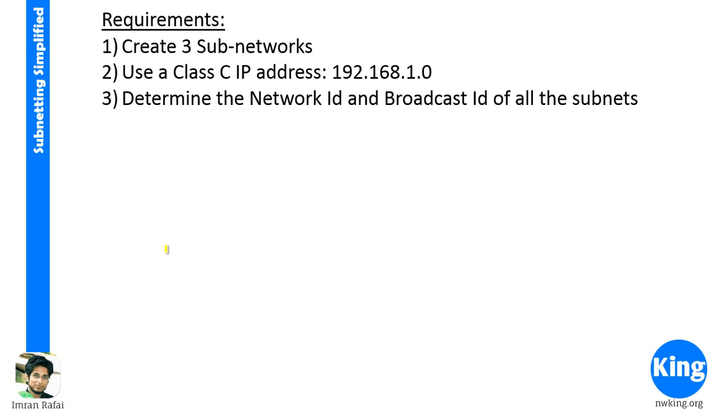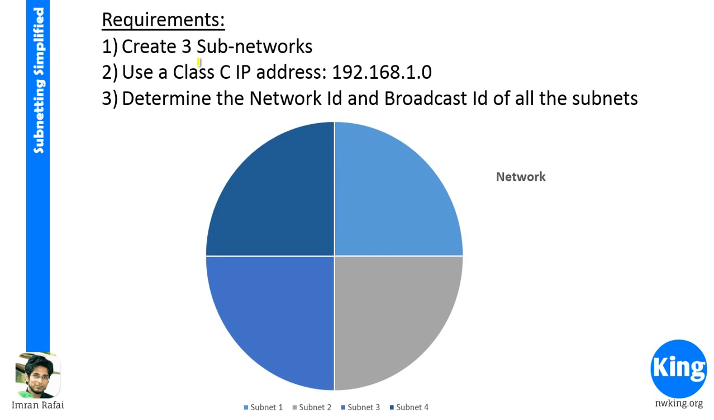Alright, let's get into some problems. We will try to understand subnetting a little more. We have a requirement. It says create 3 subnetworks. Use a class C IP address of 192.168.1.0. And it says determine the network ID and broadcast ID of all the subnets. First, can we break a network into 3? No, we can either break it into 2 or break it into 4. It's always in multiples of 2. So to create 3 networks, we break it into 4 networks.